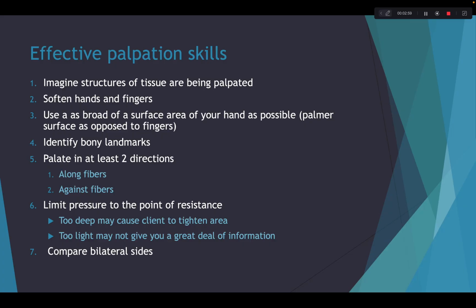As you're palpating, you can identify what seems like soft tissue and bone. Try to find the bony landmarks. Bony landmarks kind of tell you what muscles are involved and if there's dysfunction in the joint.